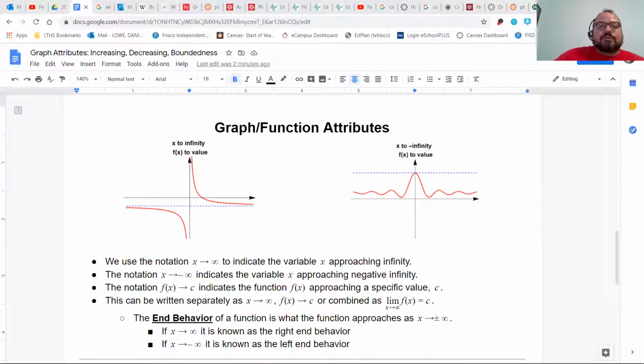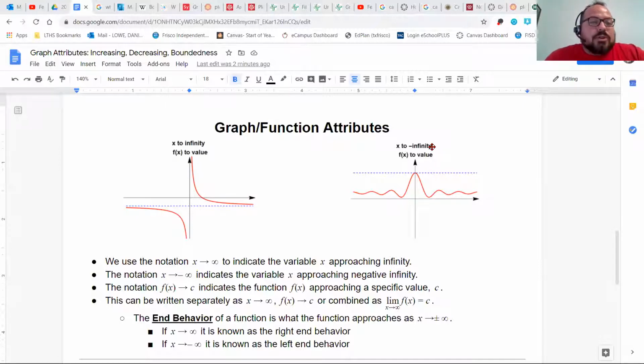Okay, so in this video, we're going to talk a little bit more about some graph and function attributes, and that's going to be what happens as x is going towards infinity, right? So if x is going towards infinity, then we can talk about the function and where it's approaching, right? And we can talk about x going to positive infinity or x going to negative infinity, with the little negative symbol out in front.